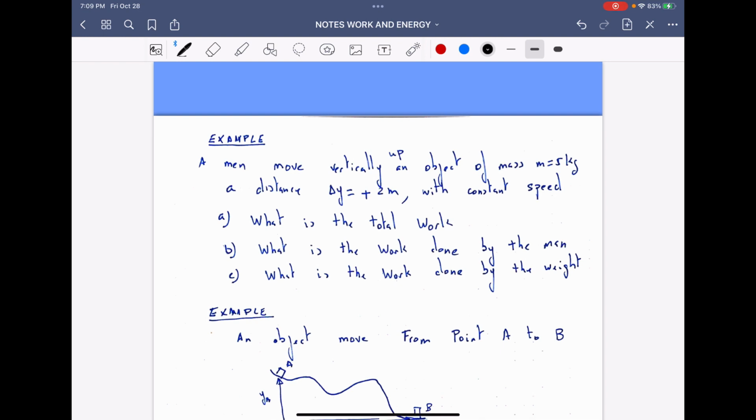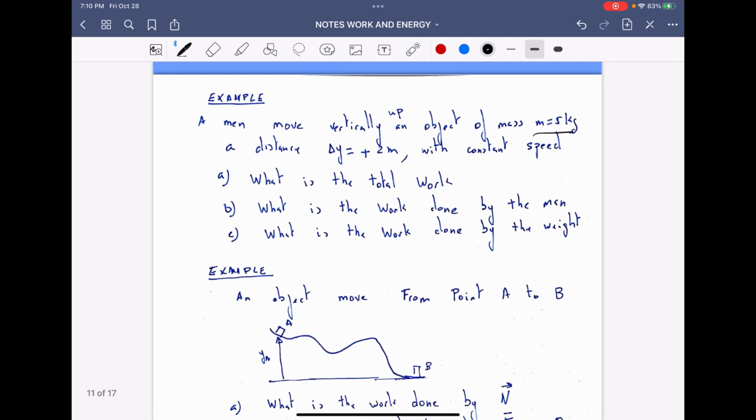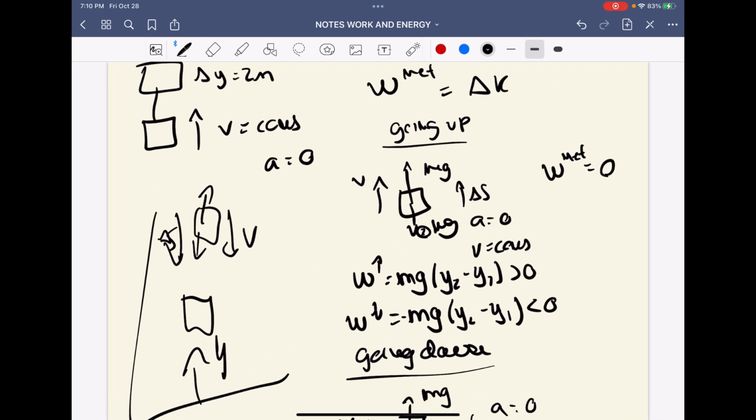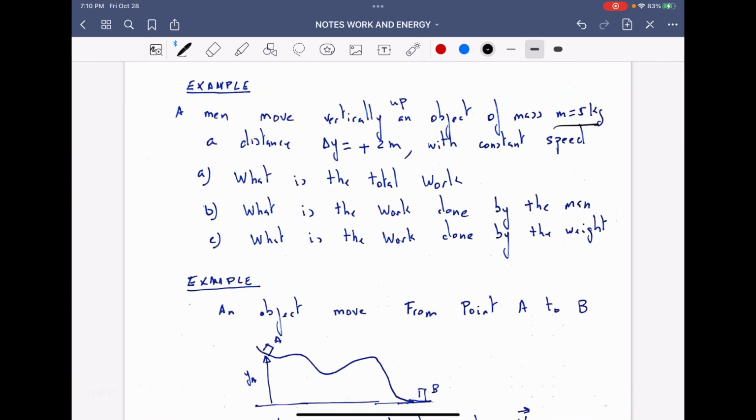This example says a man moves vertically an object of mass m equals 5 kilograms a distance change in y equals plus 2 m with constant speed. And then it says A, what is the total work? B says, what is the total work done by the man? What is the total work done by the weight? Say we have here basically the object, and the displacement, we see that it's 2 meters, right? It says it right here.